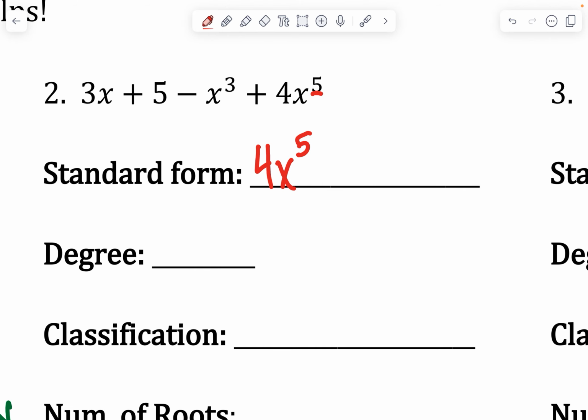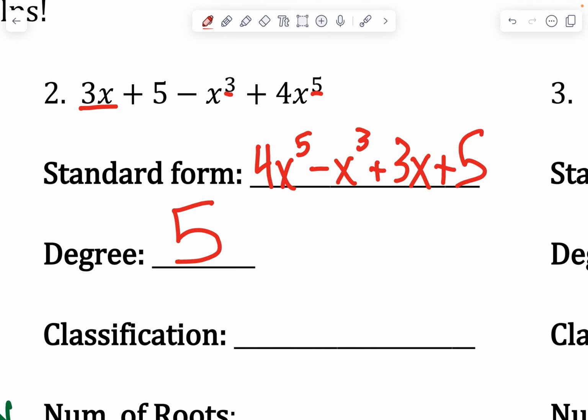All right, there is no x to the 4th, so then I'm going to go to my next highest, the x to the 3rd. Once again, I'm going to keep this negative with it. Okay, so negative x cubed. I have a positive 3x here, so I'm going to keep that as a plus 3x, and then a positive 5, same thing, keep that positive 5. There's my standard form. That leaves my highest exponent is 5, so there's my degree of 5, which makes this a quintic polynomial.